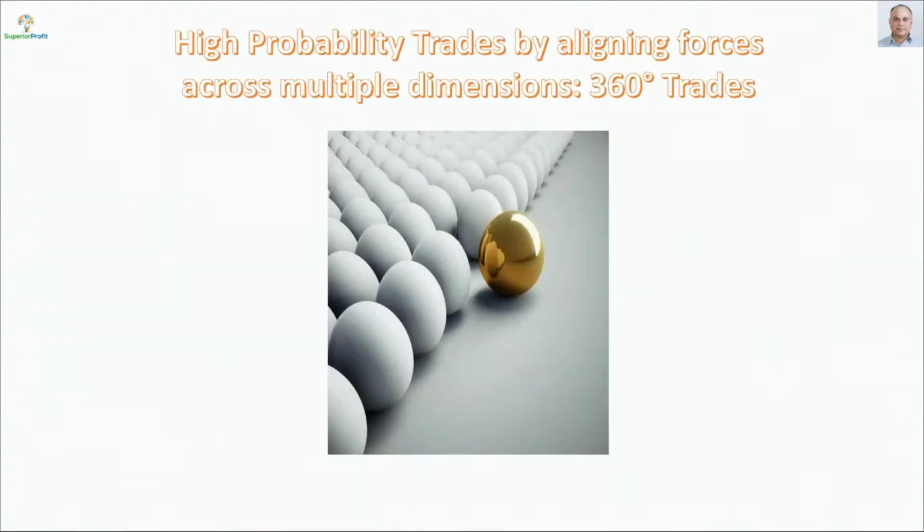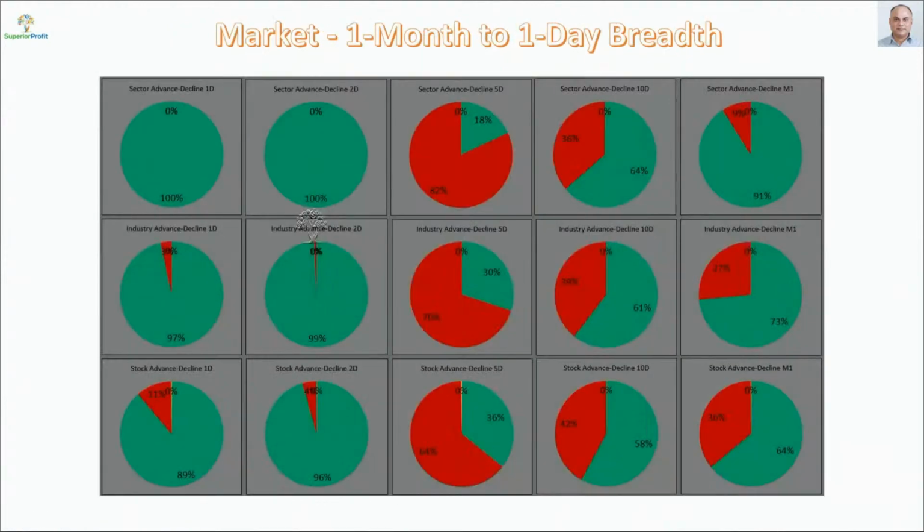Now, using these systems, our aim is to find high probability trades by aligning forces from multiple dimensions. I call this 360 degrees trades because I'm looking at different angles to choose the best trade that I can. These dimensions are many. At the highest level, it starts with the market level. As any experienced trader knows, the market level is the most important level.